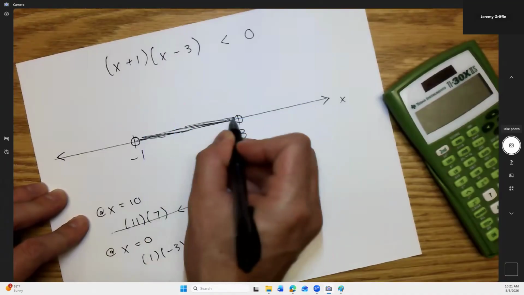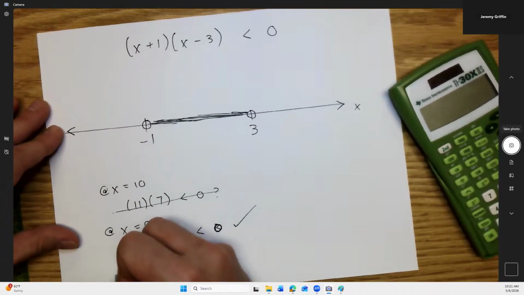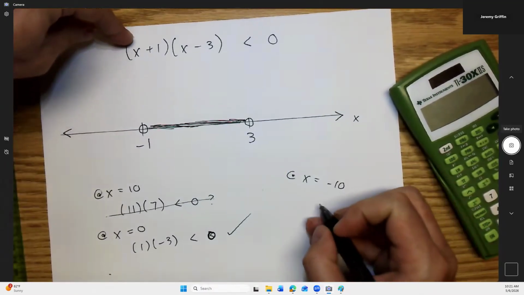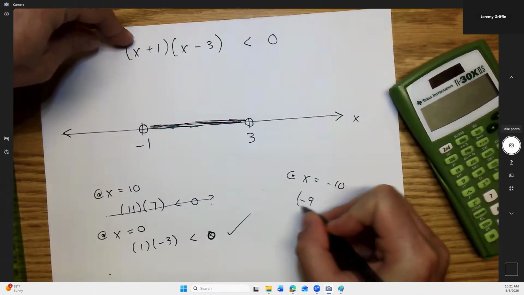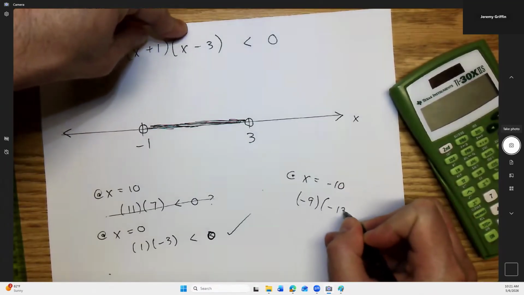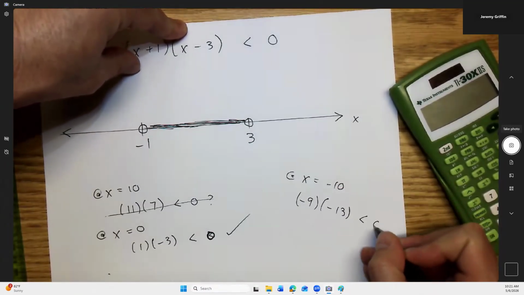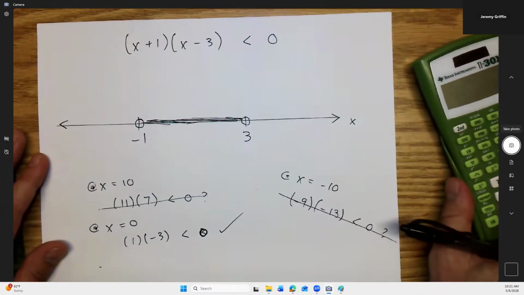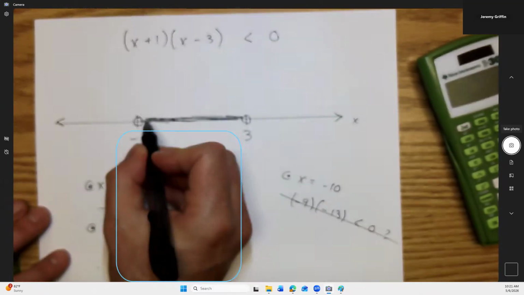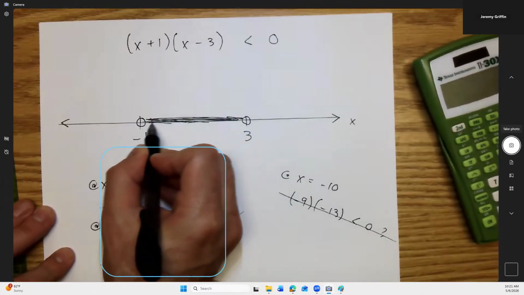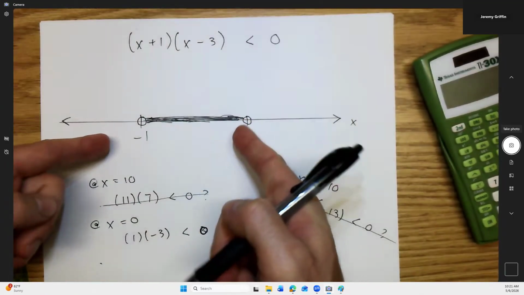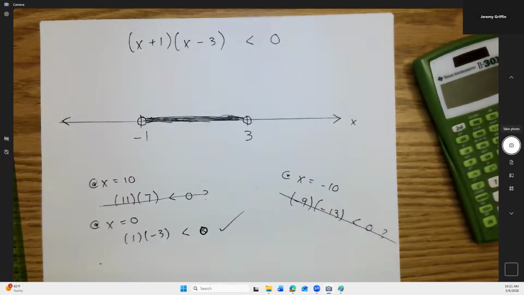And then for completion, what if I do negative 10? At x equals negative 10, that's negative 9 times negative 13, which is a positive value, which is not strictly less than 0. So the only one that works is this middle section. That's going to shade that. So you know how to break up the number line, then test your intervals and then shade the correct answer?